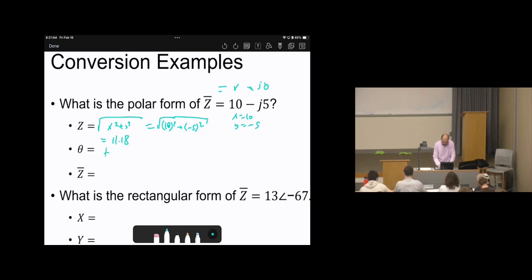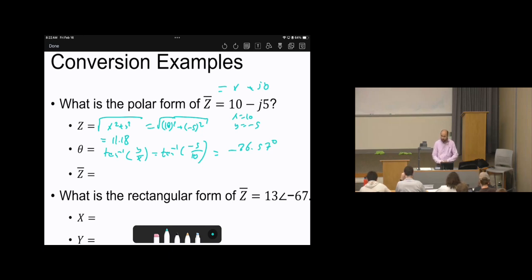Now theta is actually the tan inverse of y over x. So y here is negative 5, so it will be tan inverse of negative 5 over 10. Since there's a negative, it will not be removed. So keep in mind to put the negative sign inside the tan. So when you do the tan inverse, the answer will be negative 26.57 degrees.